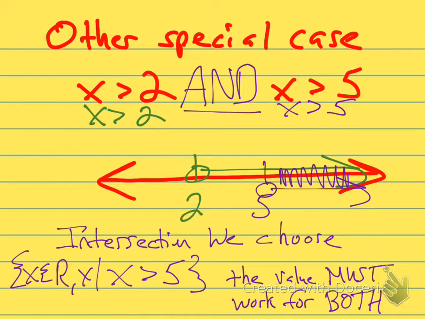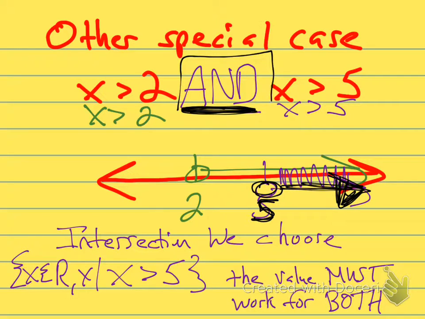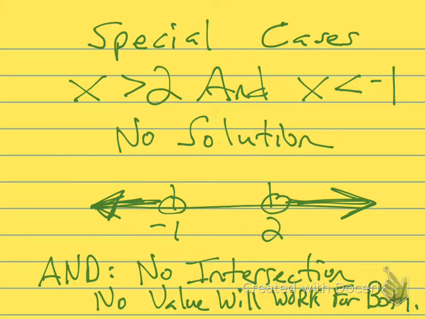Now, if these two same inequalities were turned into a combined inequality with an and, then you would want where they cross. You would want the intersection. You need the values that will work for both. And that would be x is greater than 5. So it's very important to pay attention to what is being used in the compound inequality to put the two inequalities together.